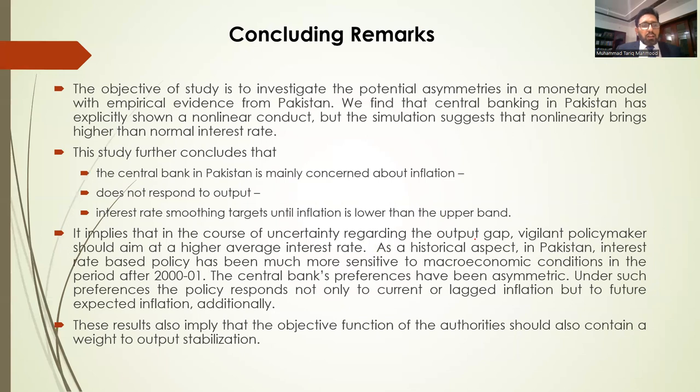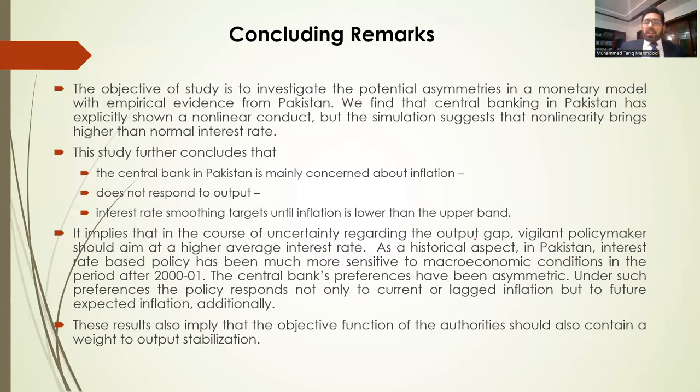Okay. In conclusions, I would say, on the potential asymmetries in the monetary models with empirical evidence from Pakistan, we find that the central banking in Pakistan has explicitly shown a nonlinear conduct. But the simulation suggests that the nonlinearity brings a higher than normal interest rate, as we have seen in the graphs. This study further concludes that the central bank in Pakistan is mainly concerned about inflation. It does not respond to output. Interest rate smoothing targets until inflation is lower than the upper band. So it implies that in the course of uncertainty regarding the output gap, vigilant policymakers should aim at a higher average interest rate.